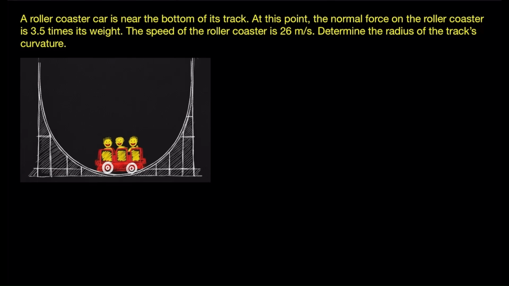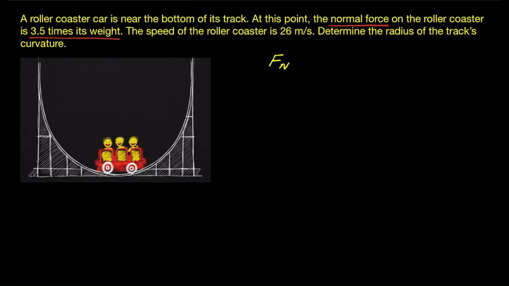In this video, we're going to work on a circular motion problem on a vertical loop. A classic scenario for this is a roller coaster. Here we have a roller coaster car zooming along the bottom of the track. We are given the normal force, which is Fn. It is 3.5 times the weight.